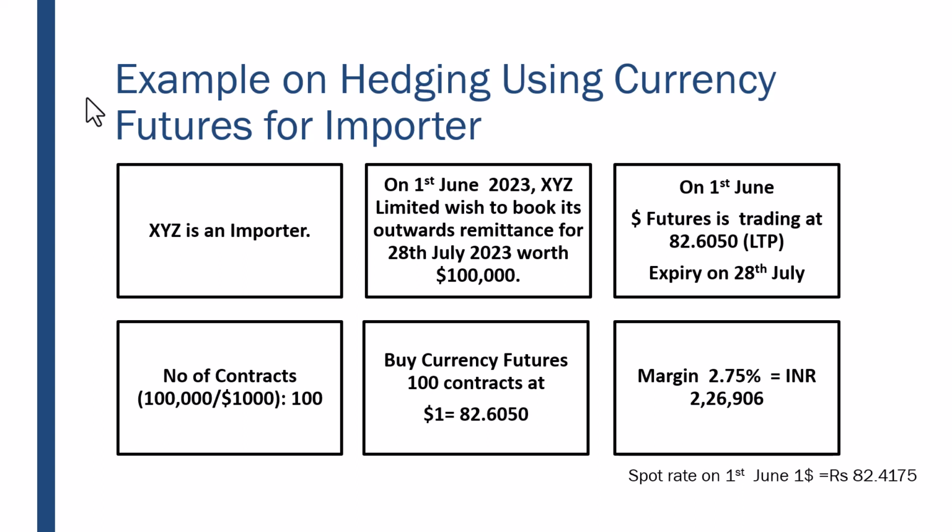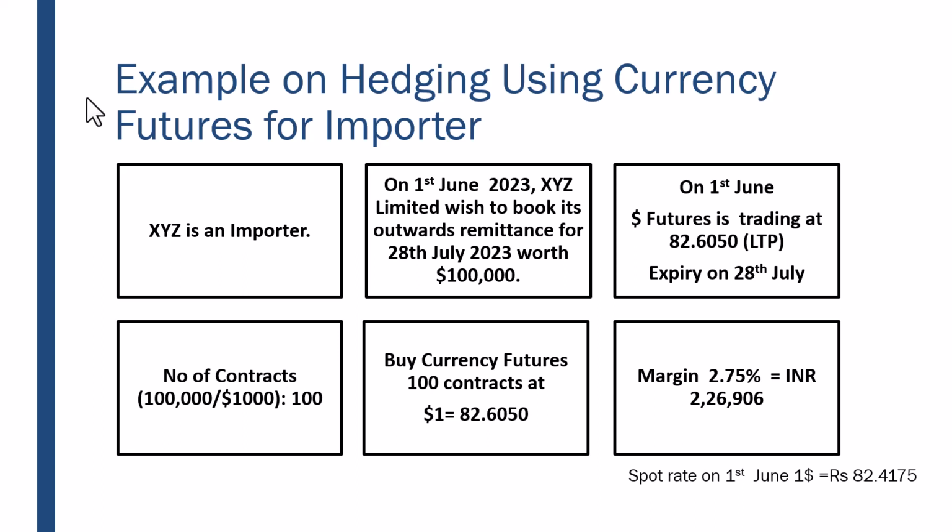So $100,000 multiplied by 82.6050 into 2.75% will give you an amount of 2,26,906. So this much money you should deposit immediately. If you deposit this, your order will get executed. Is that okay? This 2,26,906, how have we arrived at it? $1 lakh multiplied by the price which you have chosen into 2.75%. Is that okay? So you deposit this money.